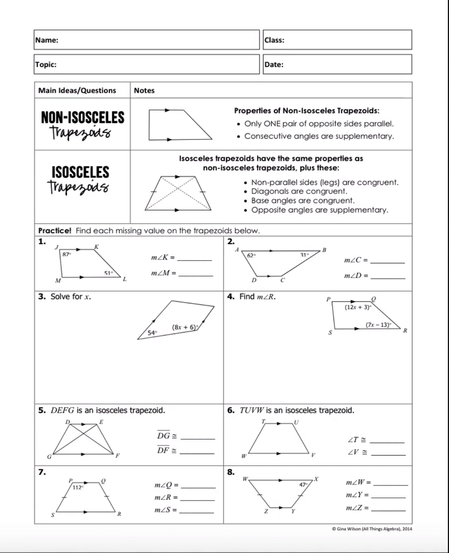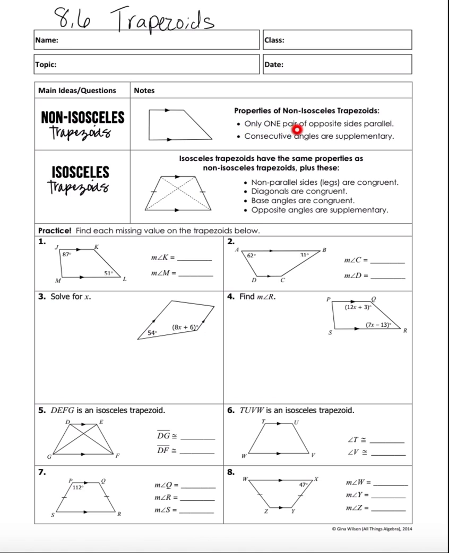Okay, so we're not going to worry about section 8.5, but this is section 8.6, and it's over trapezoids. There are two different kinds of trapezoids: non-isosceles trapezoids and isosceles trapezoids. So here are the properties of non-isosceles trapezoids.